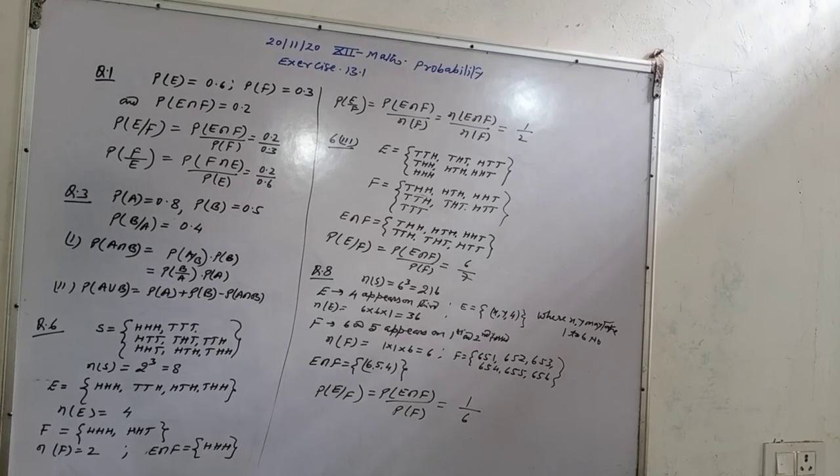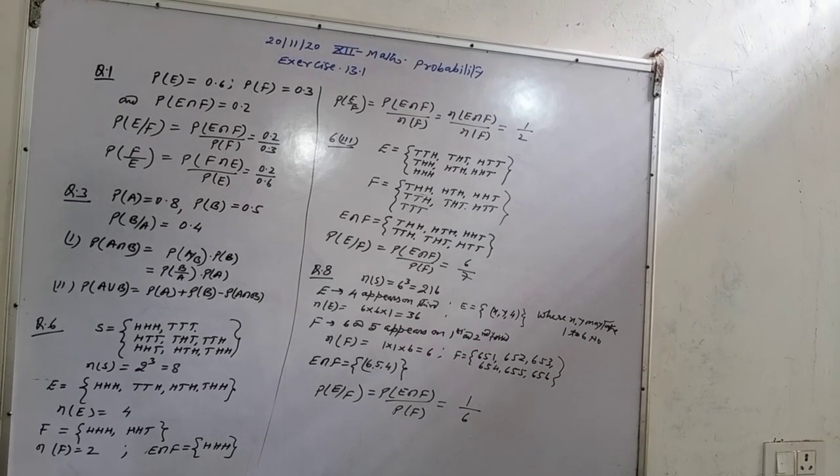12th math student, let us do some problems from exercise 13.1. Chapter is probability. See question number 1. In this question, P(E), the probability of event E, is 0.6. P(F), probability of event F, is 0.3, and P(E intersection F) is 0.2. Then find P(E|F) and P(F|E).